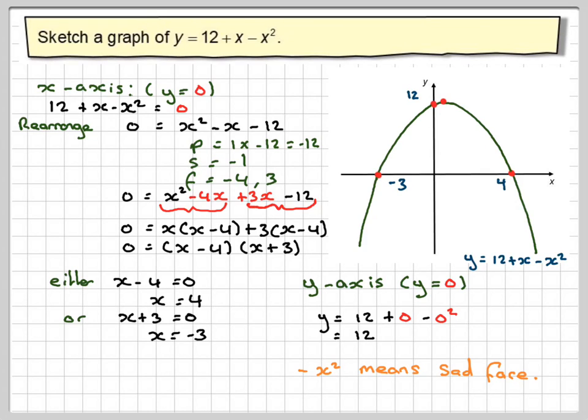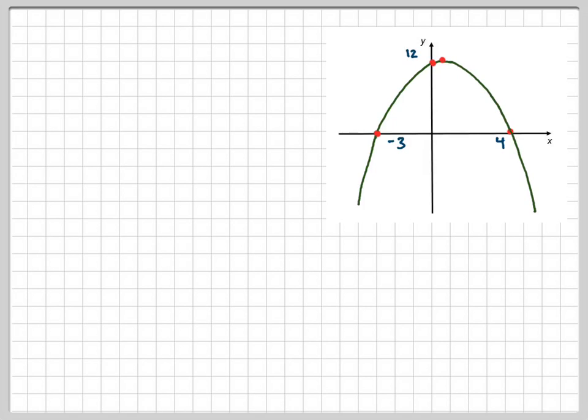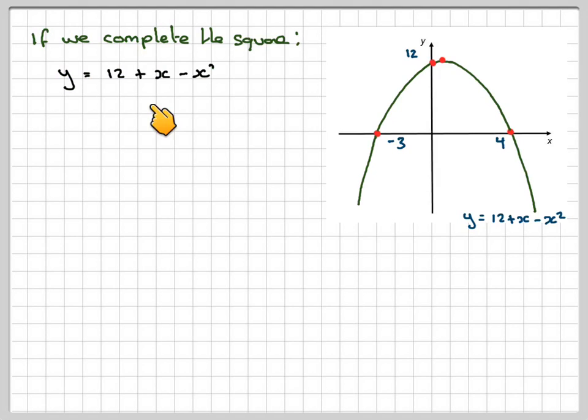Okay, it's a worthwhile skill being able to sketch a quadratic. Now, if we go a little bit further, like look at completing the square, we can actually find the coordinates of that point. It's not the only way of finding the coordinates of that point, but it does bring in the idea of completing the square. So, if we complete the square, we go back to the original function, so we've got y is 12 plus x minus x squared.